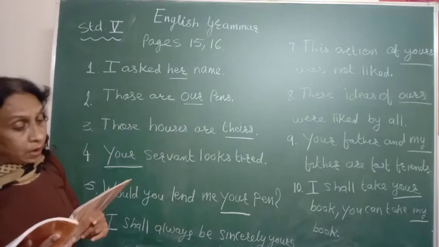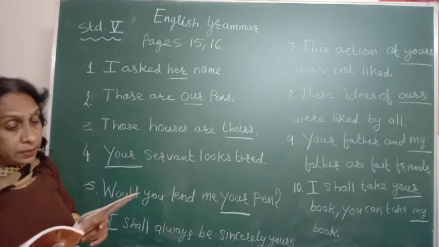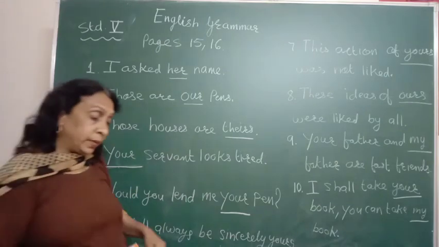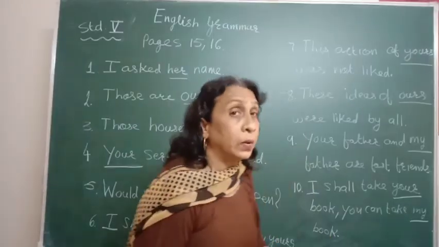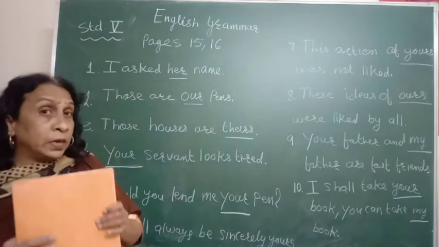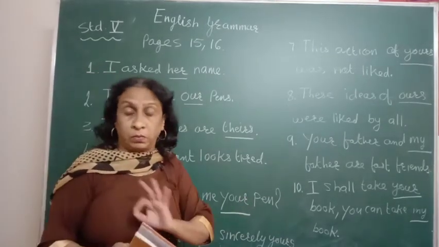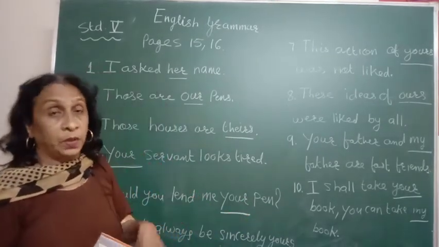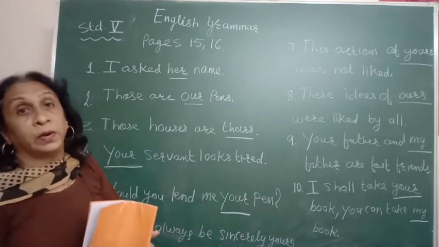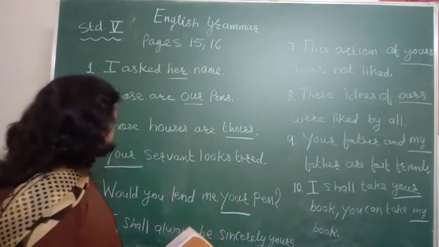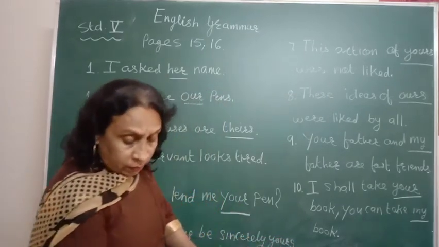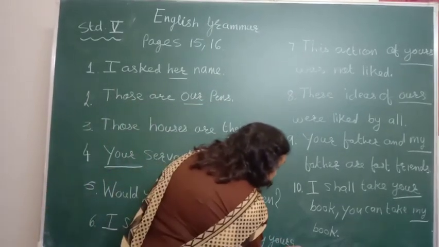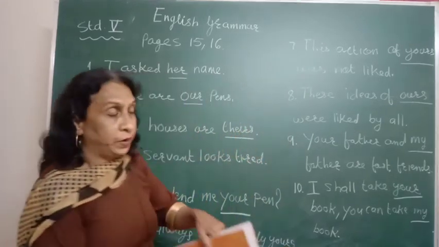Now sixth one. I shall always be sincerely yours. Now we write sincerely yours when we end a letter, and we write our name. Now here, for yours, we never give an apostrophe after R, not to write apostrophe S. In the book, it is written, I shall always be sincerely yours. Have I given apostrophe? No, there is no need to give apostrophe.